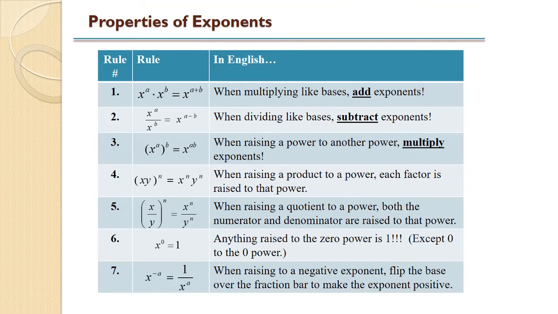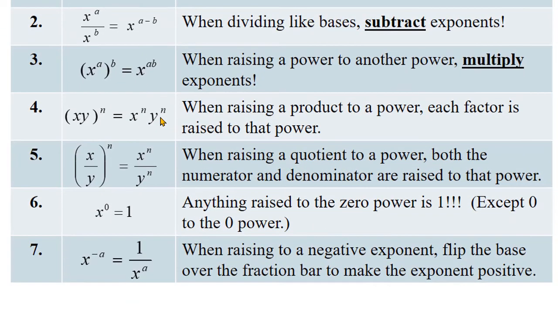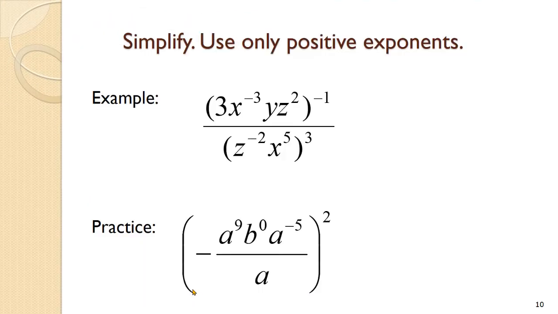When we multiply like bases, we add the exponents. When we divide like bases, we subtract the exponents. When we have a power to a power, we multiply the exponents. If we have a product raised to a common power, we can apply the power individually to the factors. A fraction raised to a power, both the top and bottom get that power applied. Anything to the 0 power except 0 is 1, and a negative exponent can be rewritten as a reciprocal with a positive exponent. Okay, let's simplify our example here.